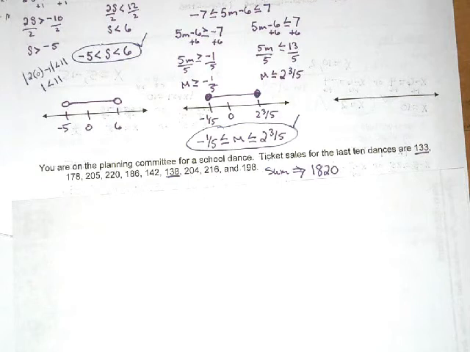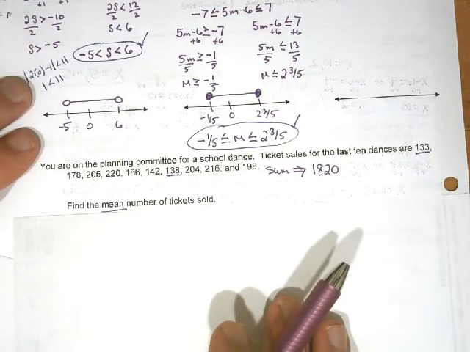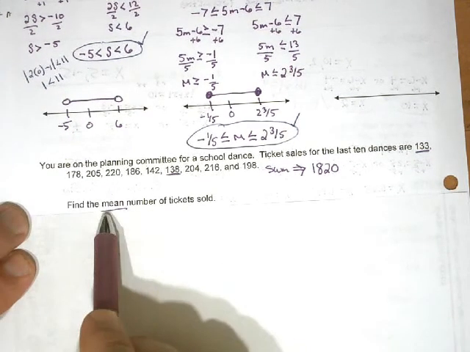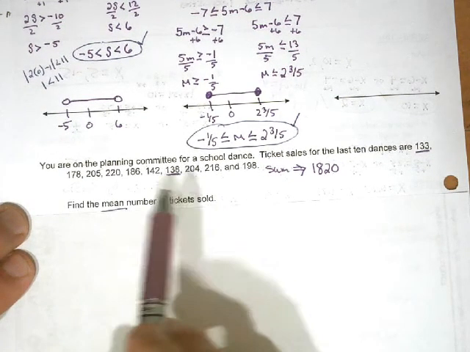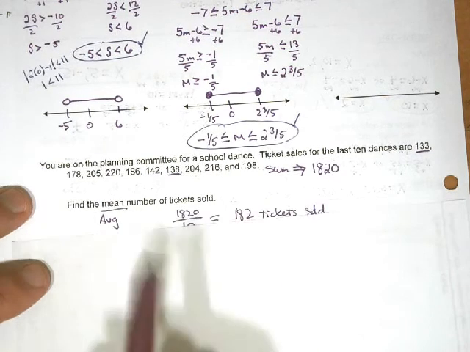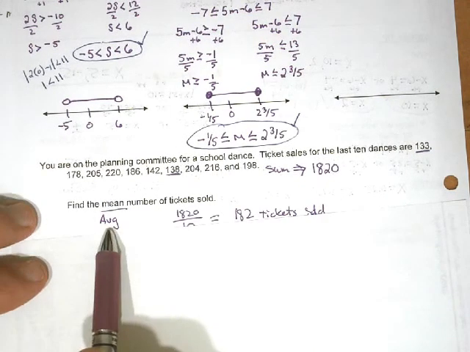All right. Next here, story problem. You are on a planning committee for a school dance. Ticket sales for the last 10 dances were 133, 178, 205, 220, 186, 142, 138, 204, 216, and 198. First question asks, find the mean number of tickets sold.